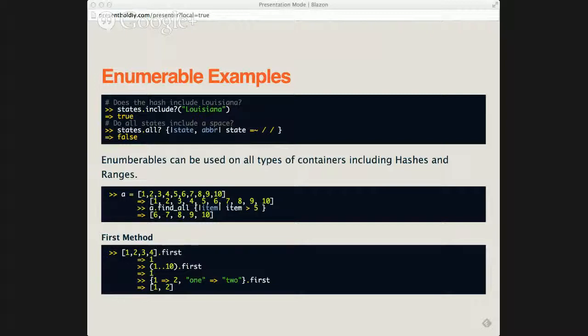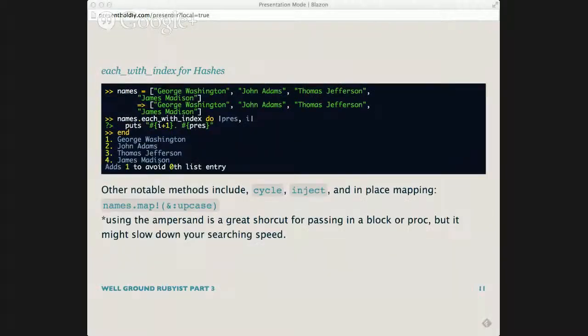But I realized that the book goes in more detail on Enumerable, so I actually avoided doing Enumerables. But it might be a good example to do in the future, but I'll get some feedback on that. Here's actually an example with hashes, each with index. I actually return the index number.